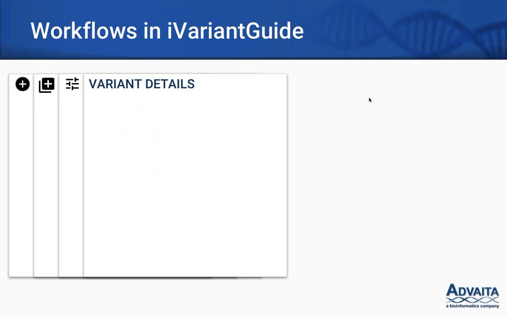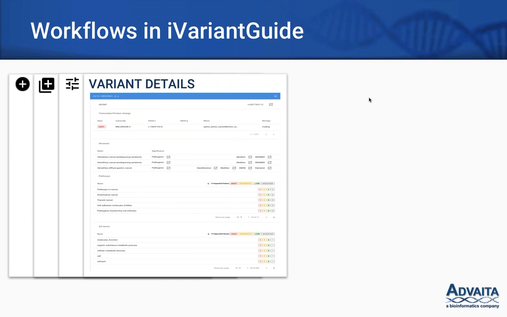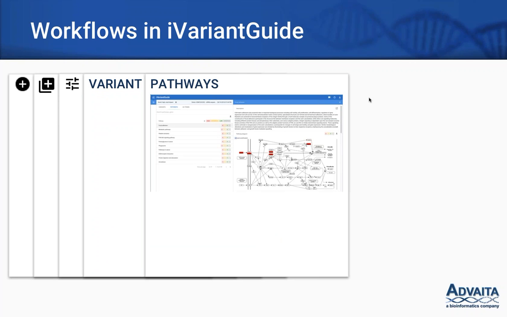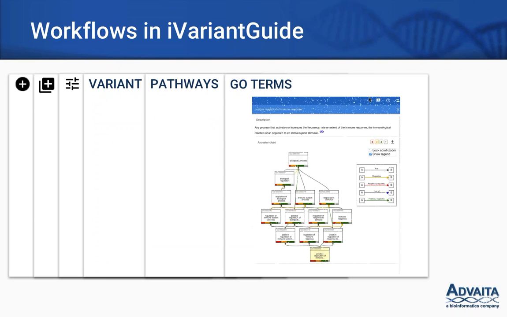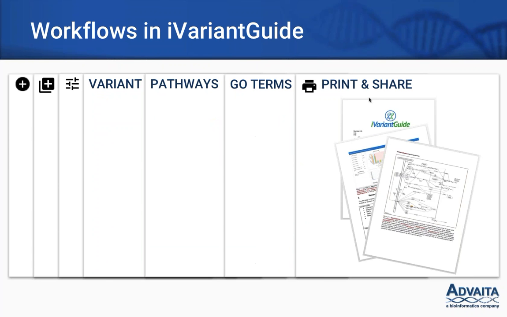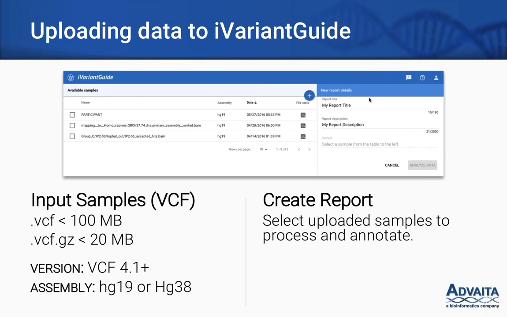save presets. You can view details of any specific variant by clicking on its record in the table and viewing its clinical significance, linking out to ClinVar, as well as associated pathways and gene ontology terms. Once you're satisfied with your filtered set of variants, you can explore their biological context in pathways and gene ontologies. And finally, when you're done, you can create a printable report to save your analyses and publish your results. So let's take a closer look at just a few of those steps.